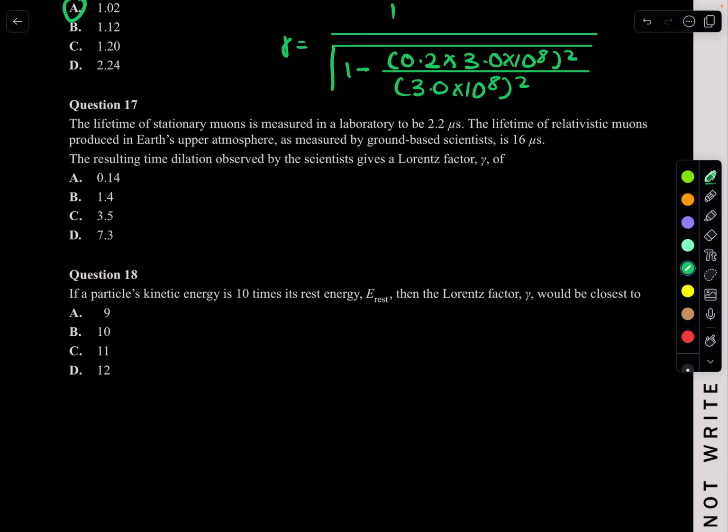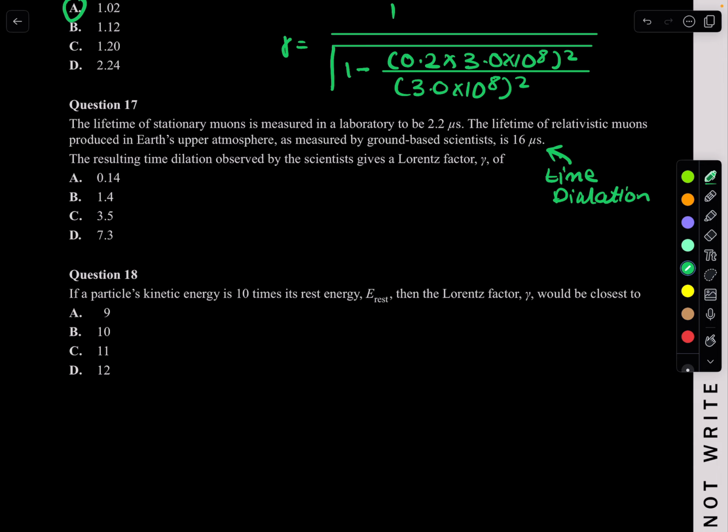The lifetime of a relativistic muon produced in the Earth's upper atmosphere is measured by ground-based scientists to be 16 microseconds. What has happened? This has gone through time dilation. Time has actually increased. So this time here is time dilation. The resulting time dilation observed by the scientists gives us a Lorentz factor of what?